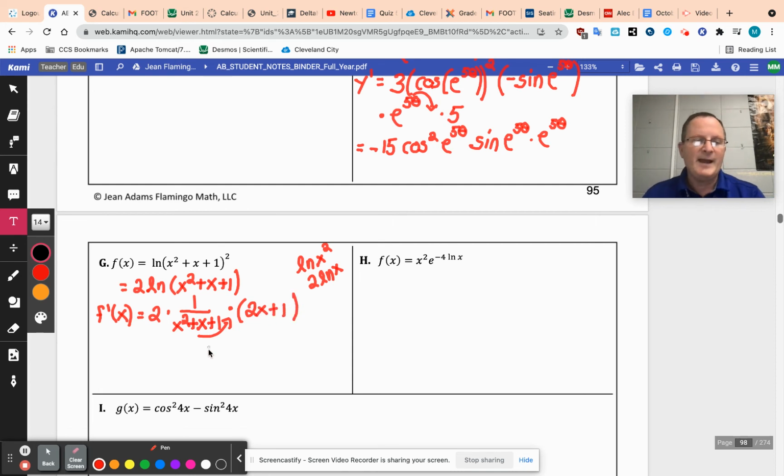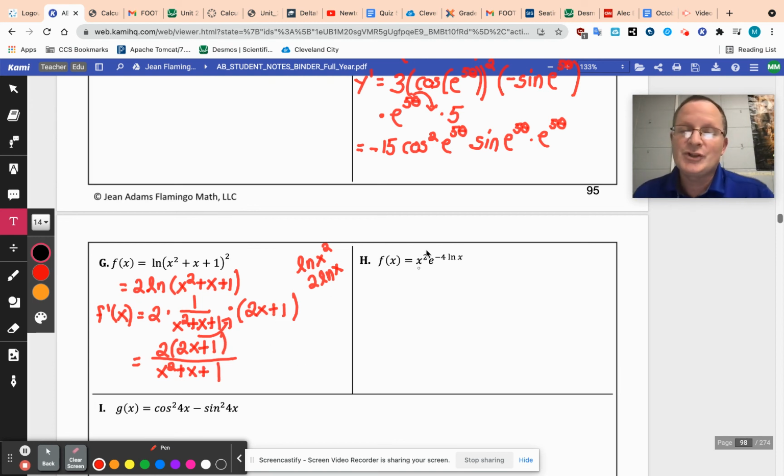That doesn't factor. There's no reducing that can happen. I can clean it up a little bit. My numerator, I'm just going to leave in factored form. So my numerator, I'm going to call it 2 times 2x plus 1. And my denominator, I'm going to call x squared plus x plus 1.